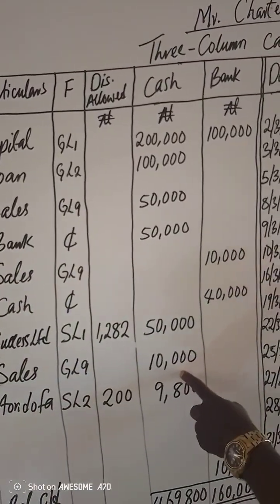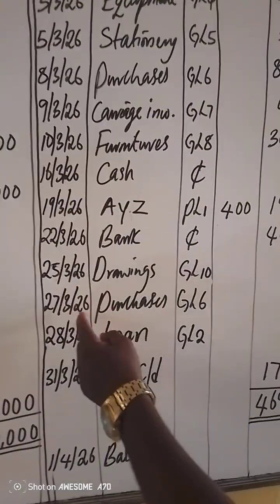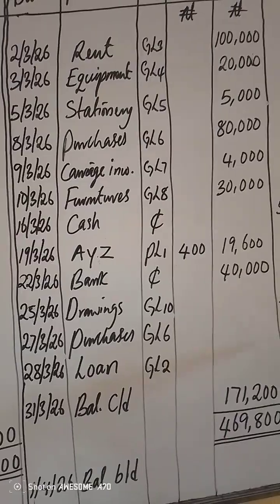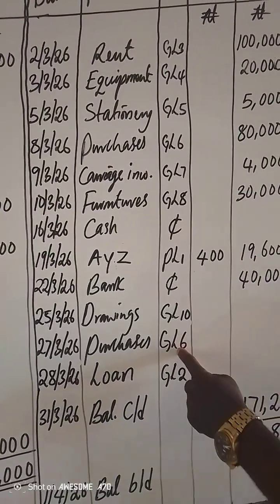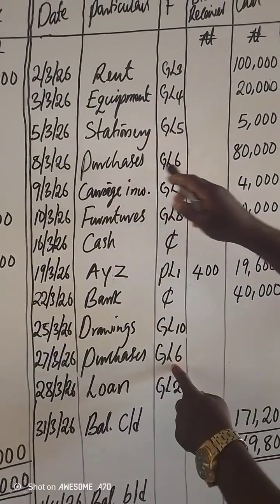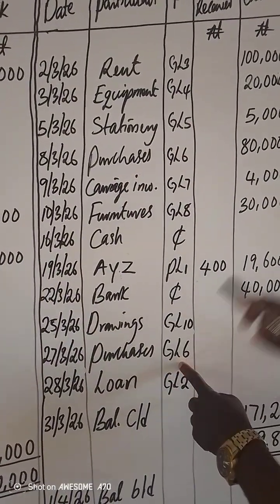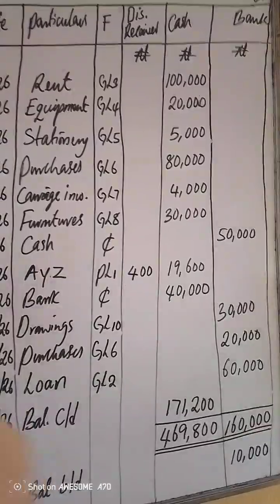Then on the same day, you come to purchases. Now say on the 27th of March 2026, the business purchased goods worth 20,000 by check, as you can see, and this is GL6. If you can go back, it's going to be GL6. So anytime you're talking about purchases, you must refer to General Ledger 6, and this has been credited because money is going out of the business.